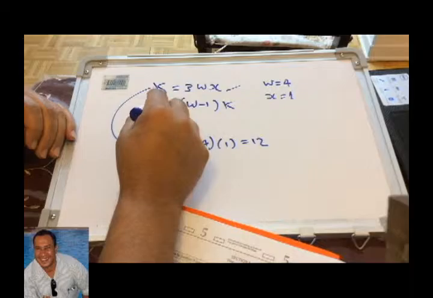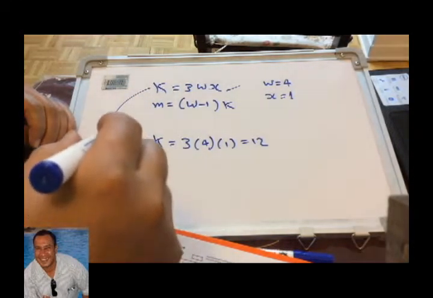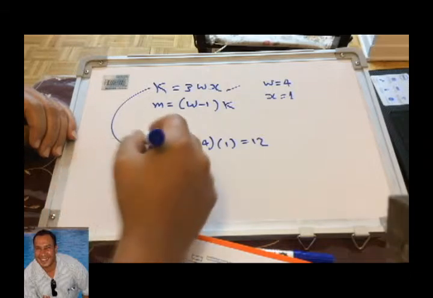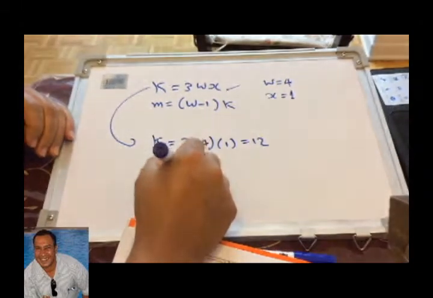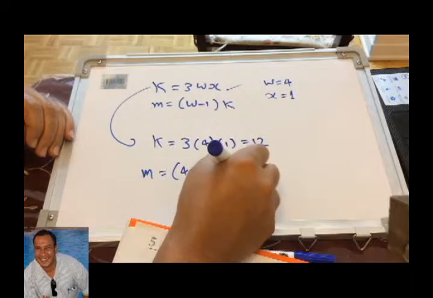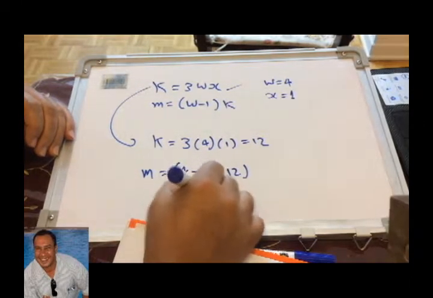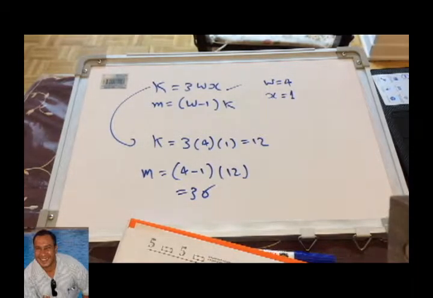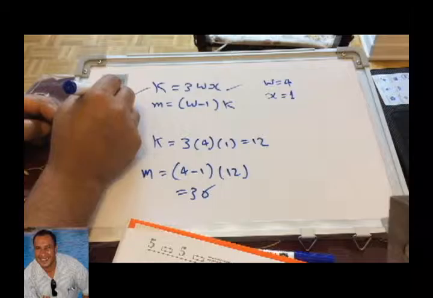And let's go to equation number 2. He asks about the value of m. What is the value of m? m equals w, which is 4, minus 1, multiplied by k. We found the value of k, which is 12. This means 4 minus 1 is 3, multiplied by 12, you will get 36. And we have answer 36. So for question number 2, the answer is E.